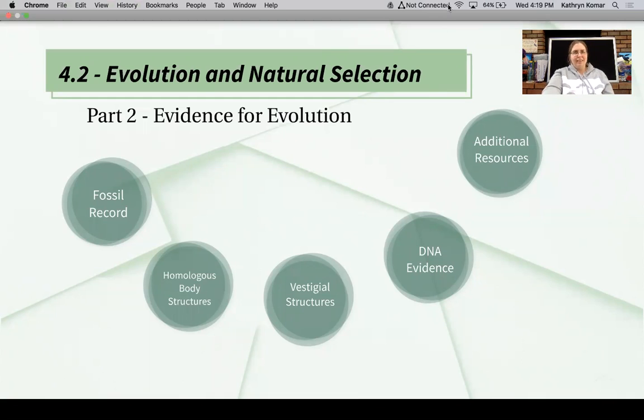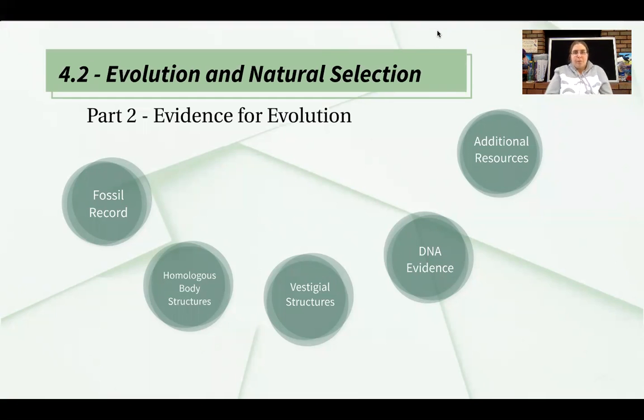We're still on unit 4.2, evolution and natural selection, but we are moving on to part 2 notes, which is evidence for evolution. So as a quick summary, evolution is the process by which organisms change over time. Now, we're not talking about necessarily individual organisms. We're actually talking about how species change over time.